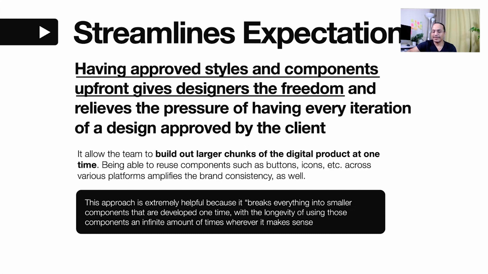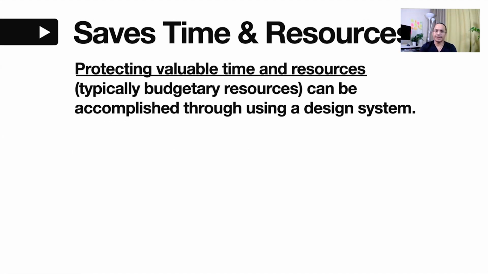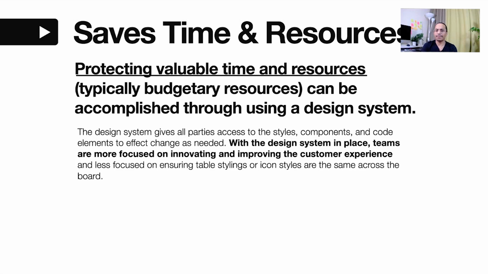So it's all about having the components in a central place and then reusing them, and there is brand consistency, and because of that you are able to develop complex applications, a lot of different flows, and still have the same experience. It saves time and resources. Protecting valuable time and resources can be accomplished using a design system. Design systems give all parties access to the styles, components, and code elements to affect change as needed. With the design system in place, teams are more focused on innovating and improving the customer experience, and less focused on ensuring table styles or icon styles are the same across the board.